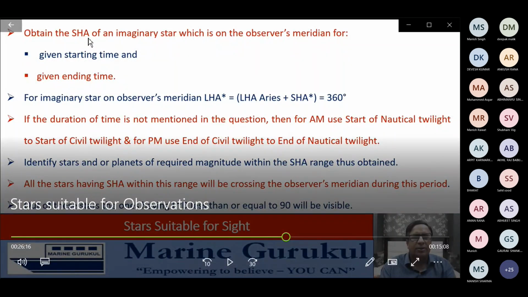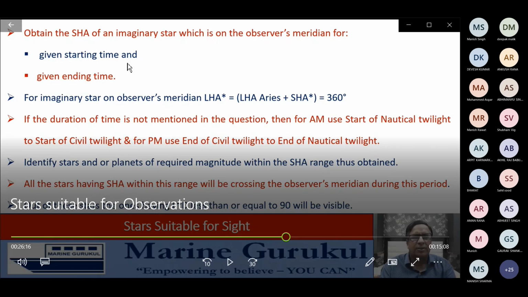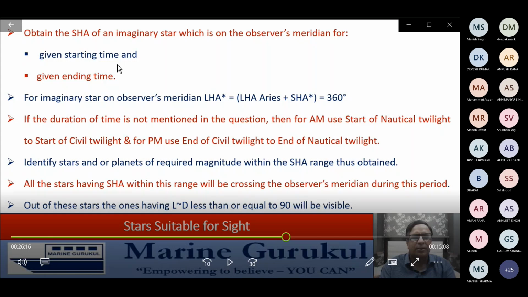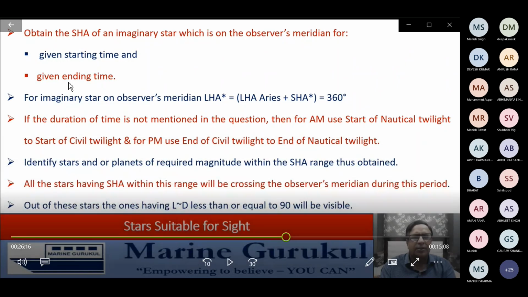अब हमारे पास दो टाइम है, 1800 and 1900 in this question. तो हम क्या करेंगे, हम 1800 के लिए भी एक SHA निकालेंगे, मीन्स द SHA ऑफ ए स्टार विच इज ऑन अवर मेरिडियन एट 1800 आवर्स। और फिर हम 1900 के लिए भी एक स्टार का SHA निकालेंगे, मीन्स the SHA of a star which is on our meridian at 1900 hours। तो हमारे पास दो SHA की वैल्यू आ जाएंगी। वन इज द SHA of a star जो हमारे मेरिडियन पे है at 1800, सेकेंड इज द SHA of star which is on our meridian at 1900.